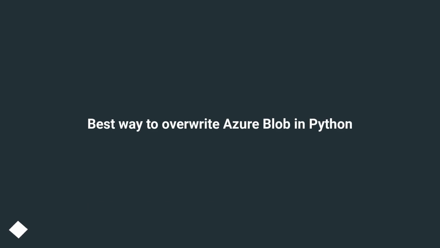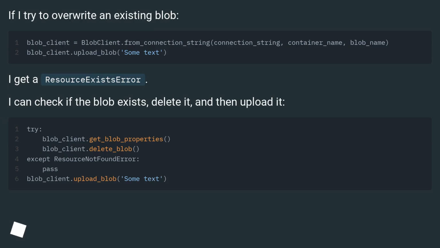Best way to overwrite Azure Blob in Python. If I try to overwrite an existing blob, I get a resource exists error. I can check if the blob exists, delete it, and then upload it.